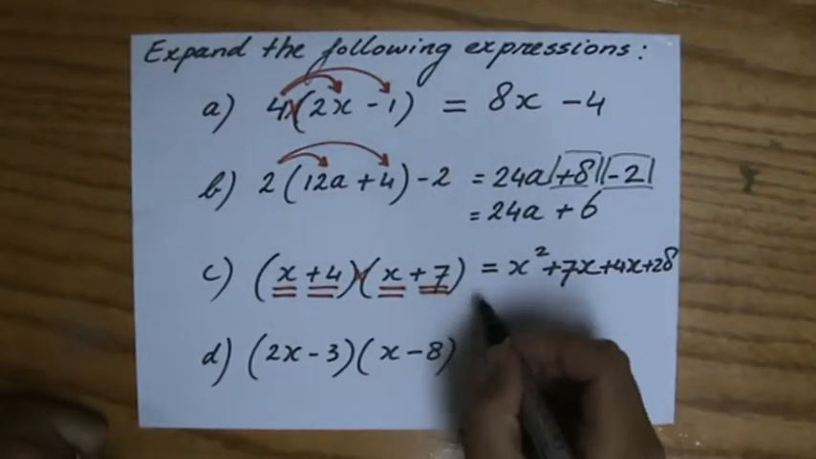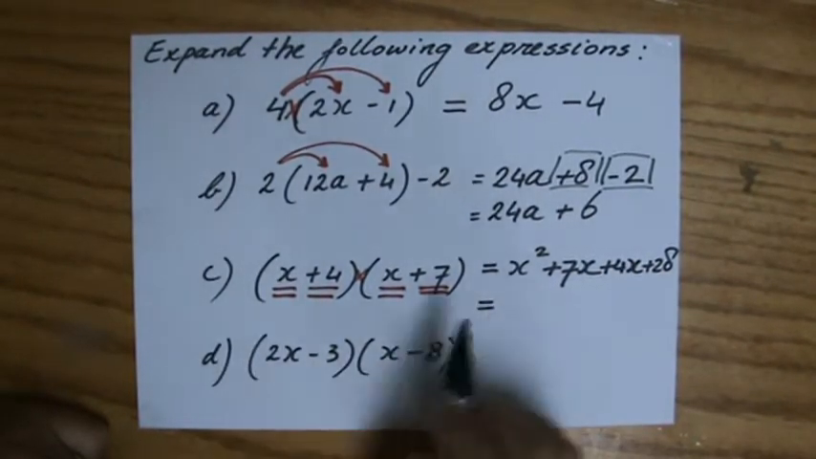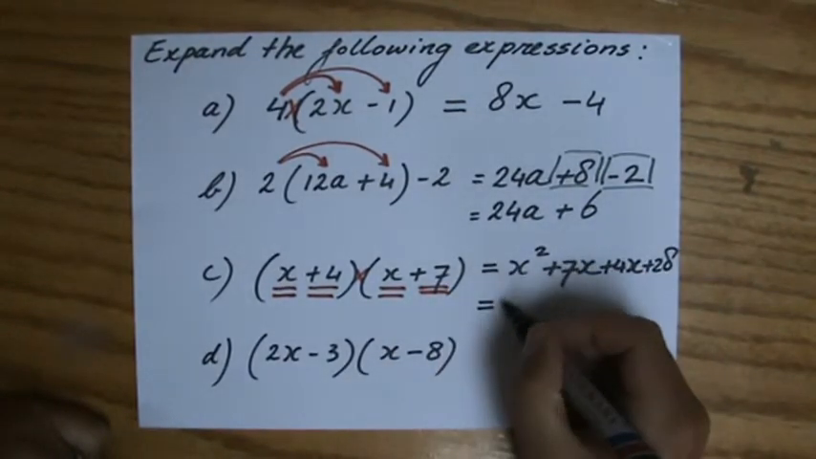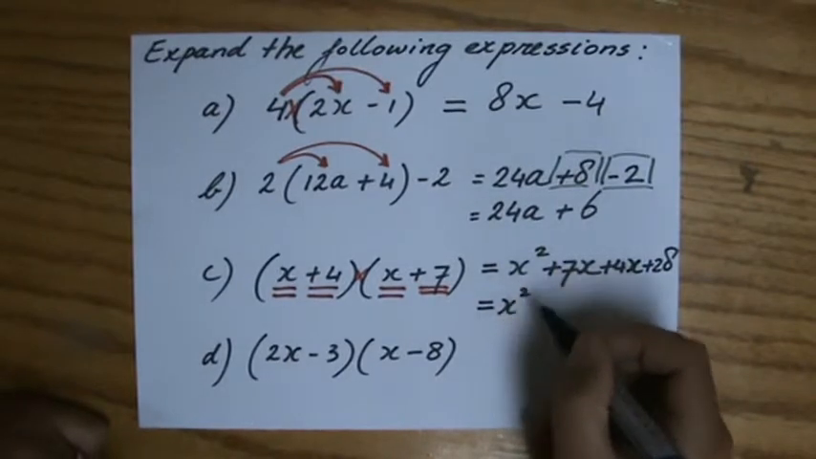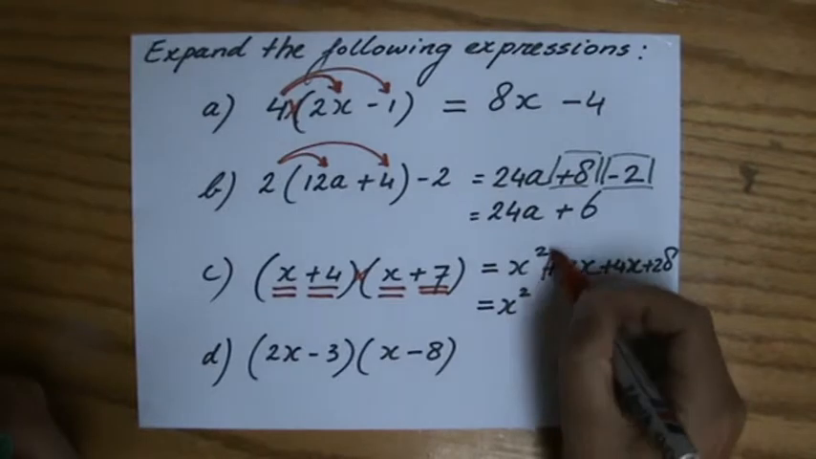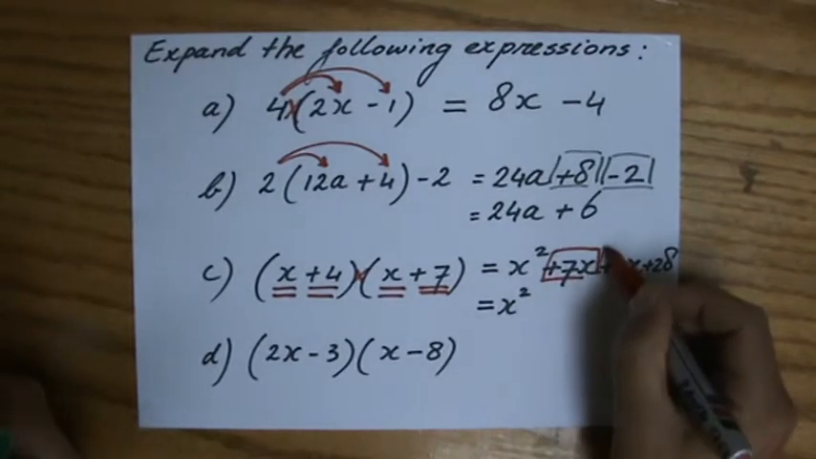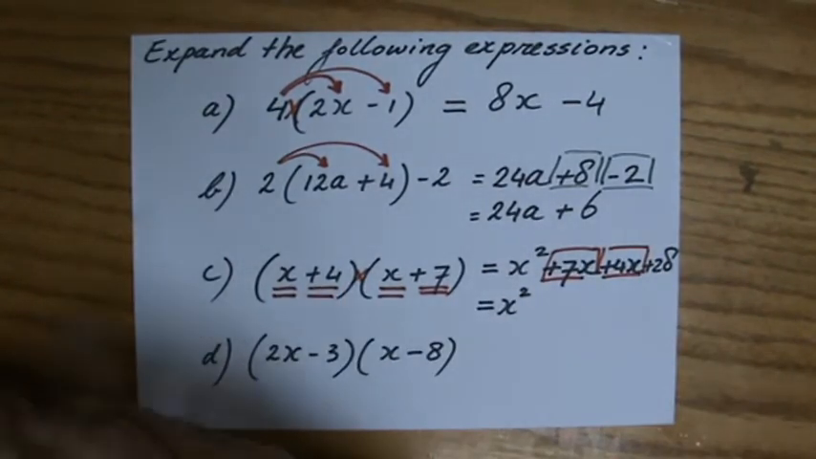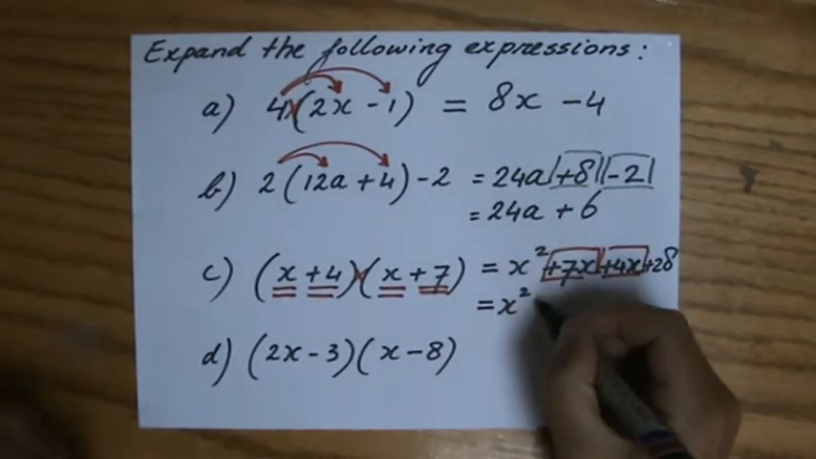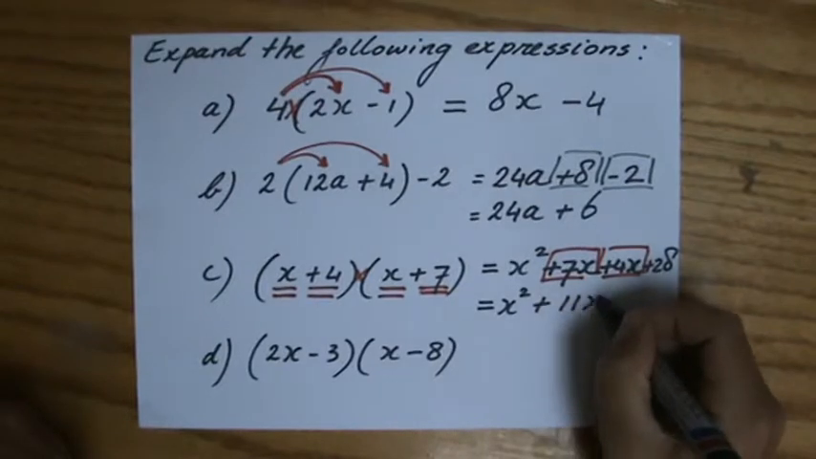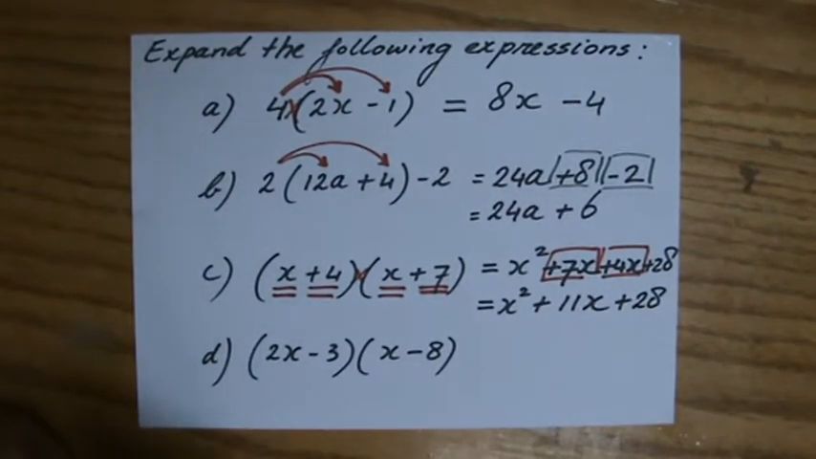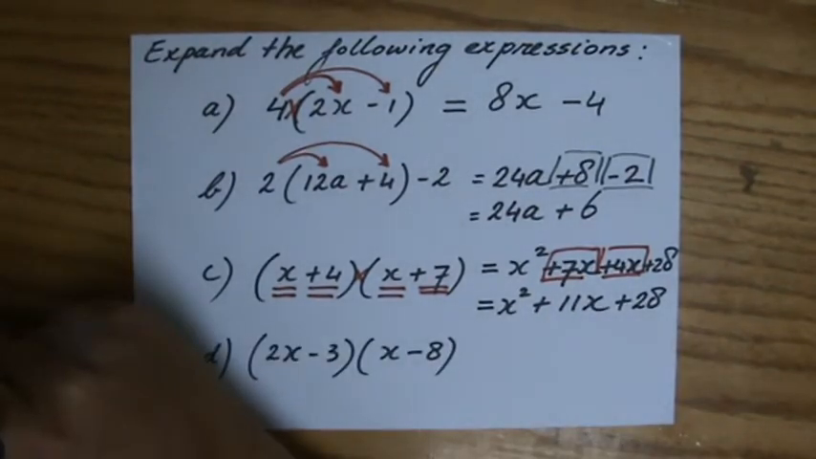Now simplifying, x squared, that's the only term with an x squared, so I can't combine that with any other term. But here in the middle I have a positive 7x and a positive 4x, so I have to simplify that. 7x plus 4x, then I have 11x. And I have another 28 there at the end. x squared plus 11x plus 28.